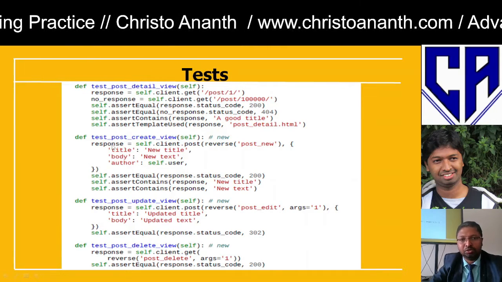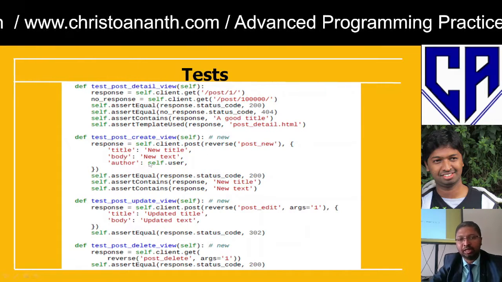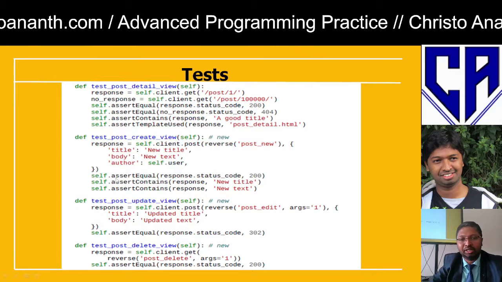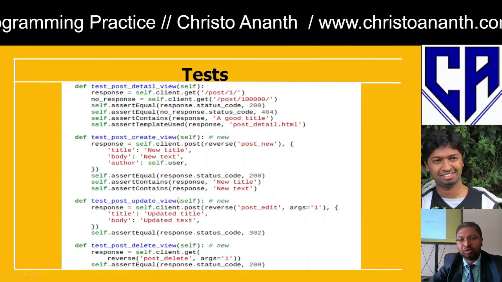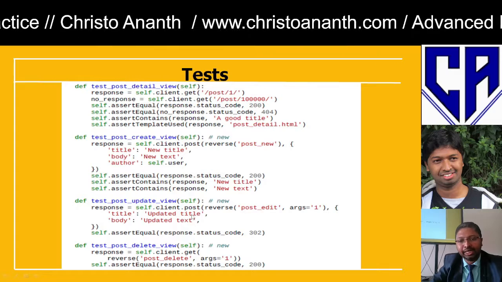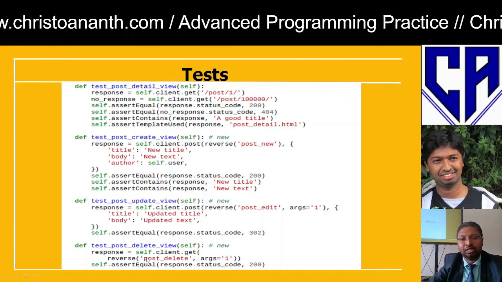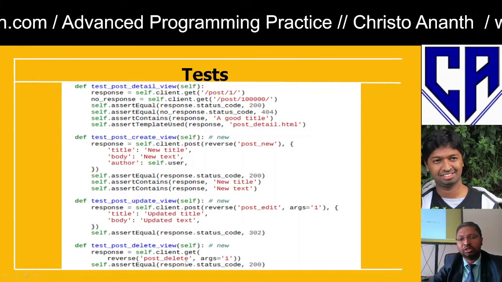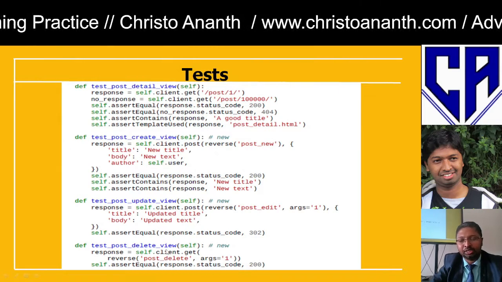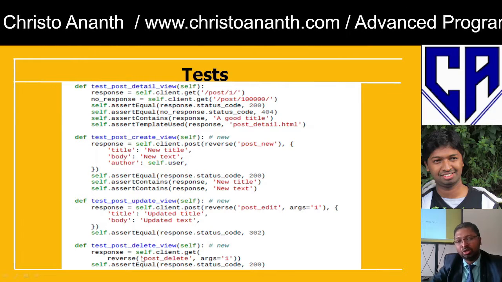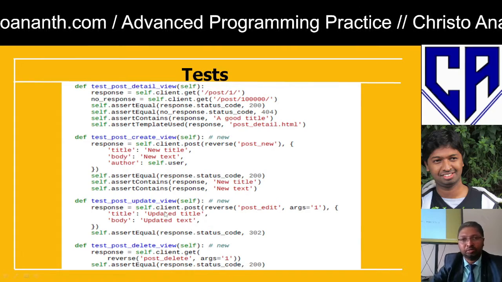Similarly with the create view, you do the same. Response equal to self.client.post, the reverse post_new, title the new title, body the new text, and author self.user. Okay, and then you'll have self.test_post_update_view. The update view is nothing but the new one where you'll have the updated title as well as the updated text. Okay, and you'll have the delete view also. You'll have the response, and then reverse it is post_delete. So this is also pretty much new. Similarly with the delete view also it is new. So whenever you go with the reverse post_delete and self.assertEqual response.status_code 200.